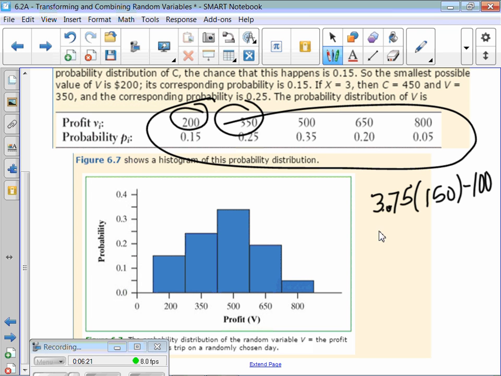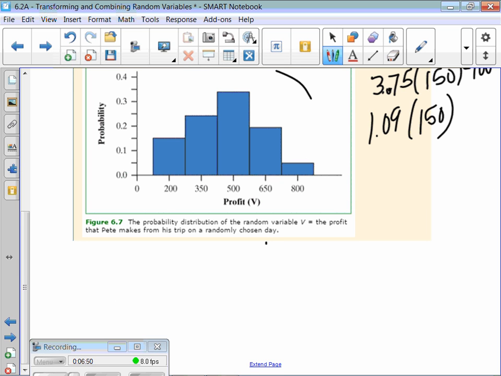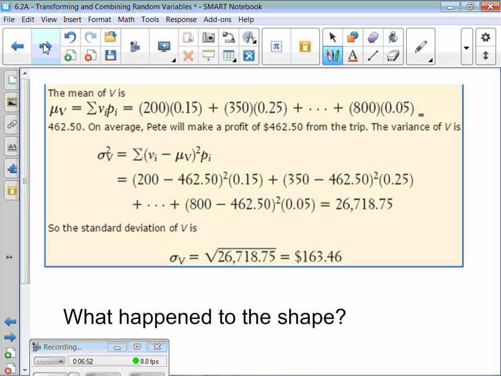Now, my standard deviation, will it change if I subtract $100? Nope. Okay? Your standard deviation does not change when you add or subtract by a constant because we're talking about the typical distance away from the mean. And if from every single number we subtract 100, then the typical distance is going to stay the same. So your standard deviation, the 1.09 that we got, you only multiply by 150. You don't subtract 100, okay?